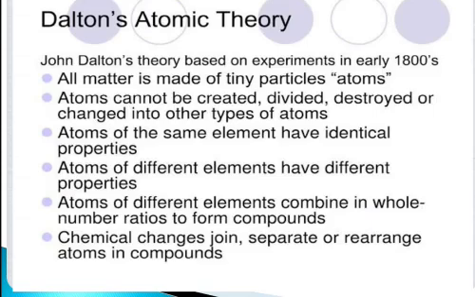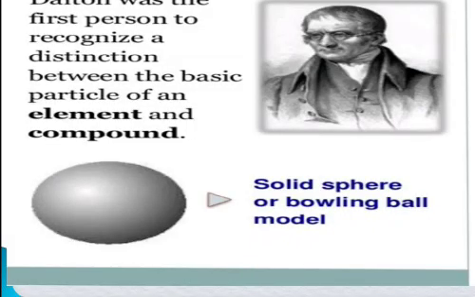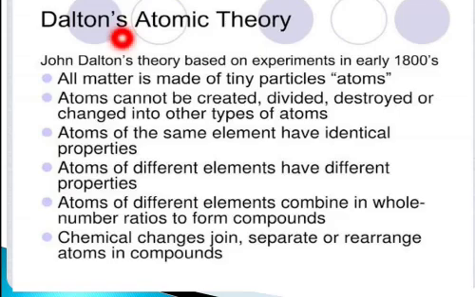According to Dalton's atomic theory, all matter is made up of tiny particles. This is called the atom. Atoms cannot be created, divided, destroyed, or changed into other types of atoms. Atoms of the same element have identical properties, and different elements have different properties. Atoms of elements combine in simple whole number ratios, and when they combine, they form new compounds.